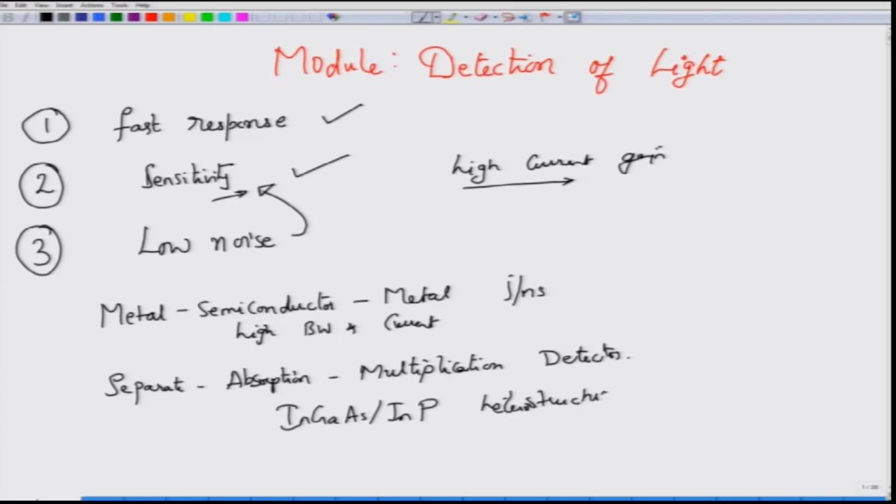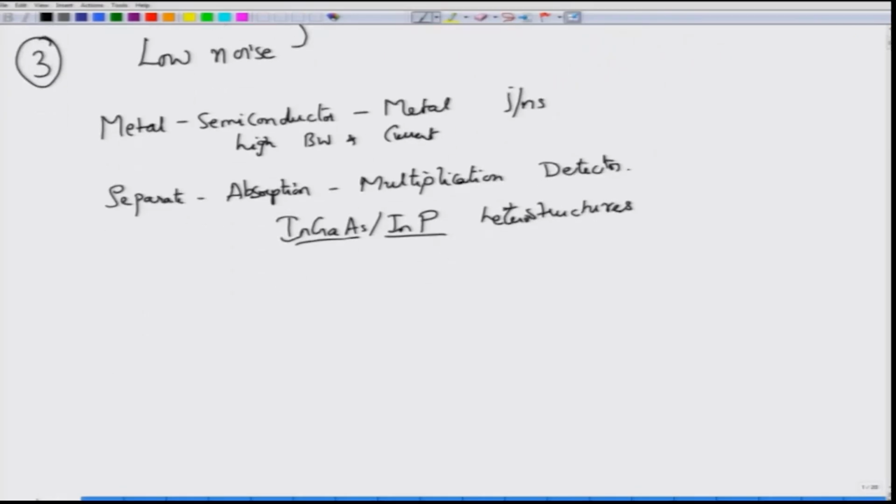Hetero means different, and structures are essentially the layers of the photodetector. The characteristics of indium gallium arsenide are different from the characteristics of indium phosphide, and these two are sandwiched. The indium gallium arsenide is sandwiched between indium phosphide layers. So, this is called a heterostructure, and these are the ones which are commonly used for photodetection.